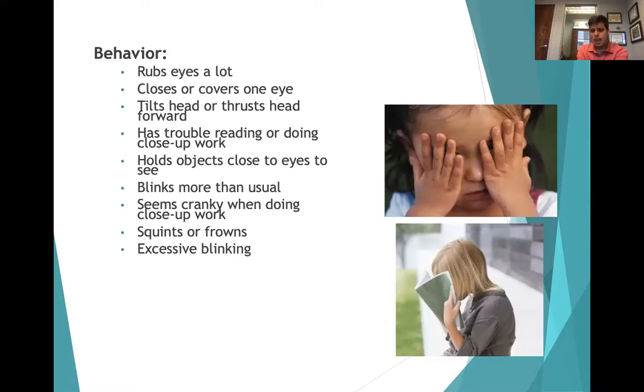Behavior. What are some behavior signs? Rubs eyes a lot, closes or covers one eye, tilts head or thrusts head forward, has trouble reading or doing close-up work, holds objects close to eyes to see, blinks more than usual, seems cranky when doing close-up work, squints or frowns, excessive blinking.